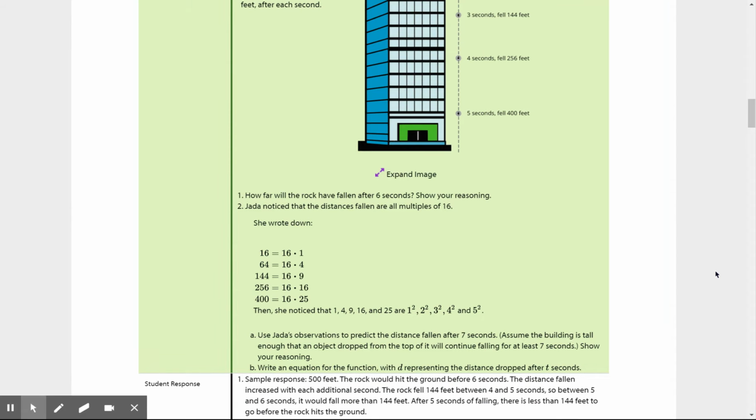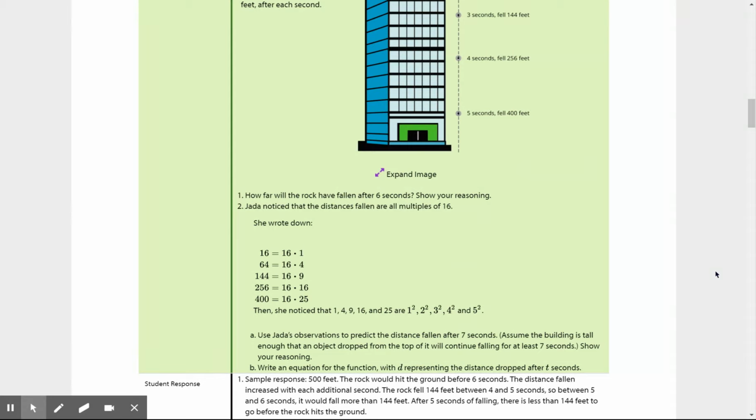500 feet. The rock would hit the ground before 6 seconds. The distance fallen increased with each additional second. The rock fell 144 feet between 4 and 5 seconds. So between 5 and 6 seconds, it would fall more than 144 feet. After 5 seconds of falling, there is less than 144 feet to go before the rock hits the ground. Okay, so that just sums up what I just said.